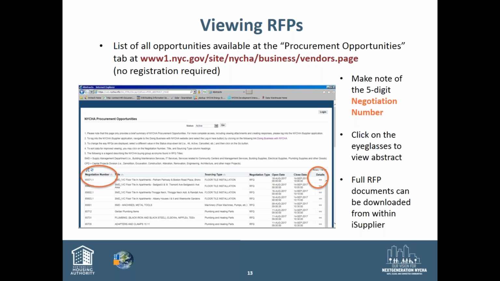Once you have clicked on the Procurement Opportunities tab and found the solar RFP, there are two things to make a note of. First, there is a 5-digit negotiation number on the left, which you will want to keep on hand to search for the full RFP once you are in iSupplier. Second, if you click on the eyeglasses icon on the right, you will be taken to a page where you can view an abstract of the RFP. In order to view and download the full RFP, including all exhibits and attachments, however, you must log into iSupplier and search for the RFP. The easiest way to do that will be to search by number using the 5-digit negotiation number found on this page.